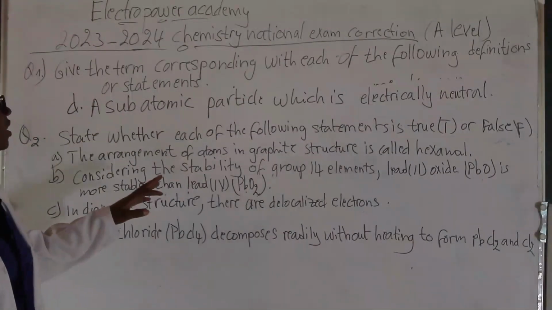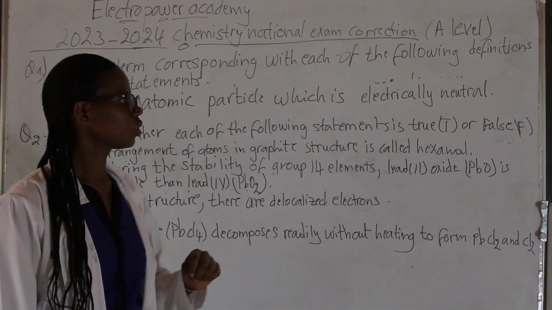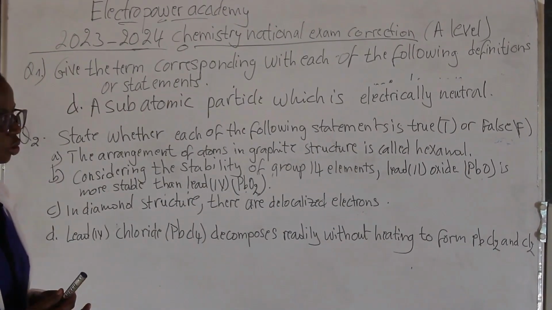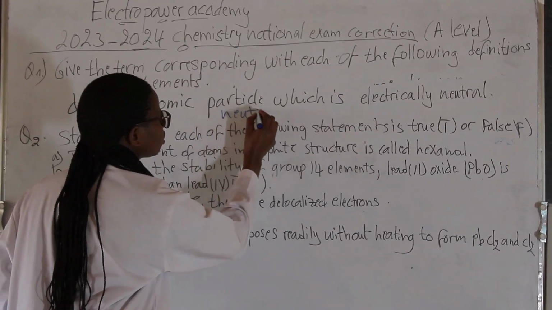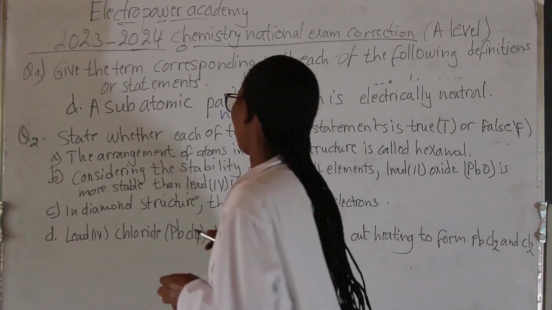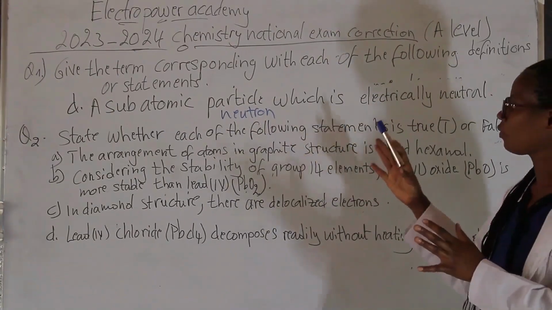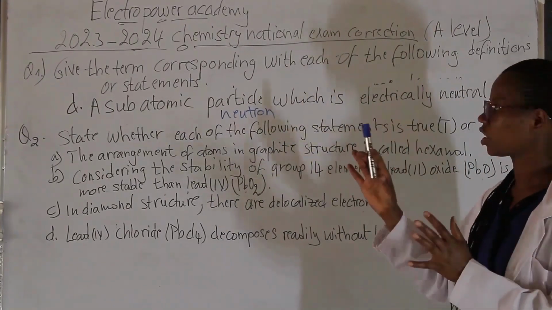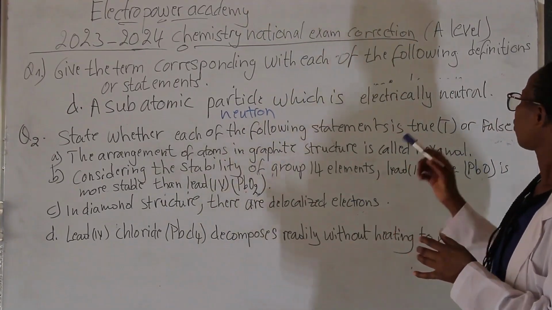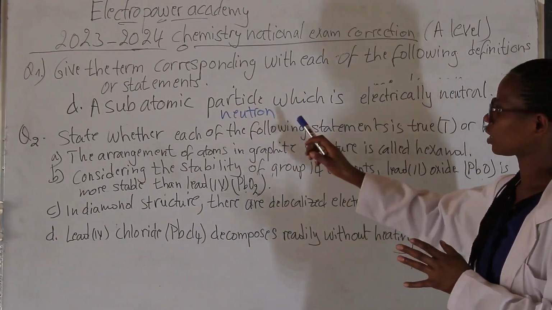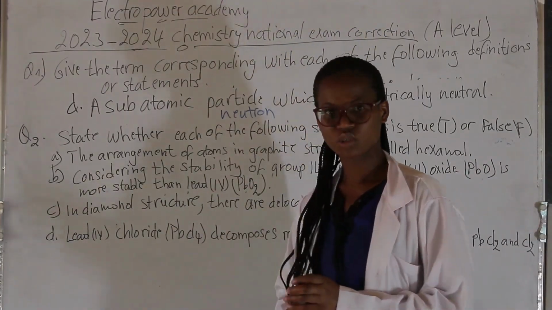For number D, a subatomic particle which is electrically neutral. Those particles are neutrons. Remember, for an atom, in the nucleus we have neutrons and protons. For the neutral particle, those are called neutrons. Let's move to question number 2.